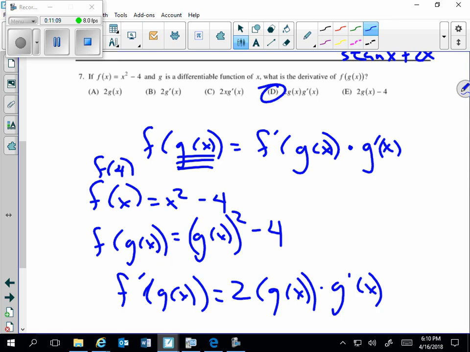Make sense? When I got to here, I realized I don't know the relationship between f and g. So I went back and looked at the original function and used what they told me, and I plugged in g of x into the original function of f. And that gave me the relationship between f and g, so then I could find the derivative. I still don't know what g looks like, but once I did know, I could plug it in and solve. All right, that was a good one.